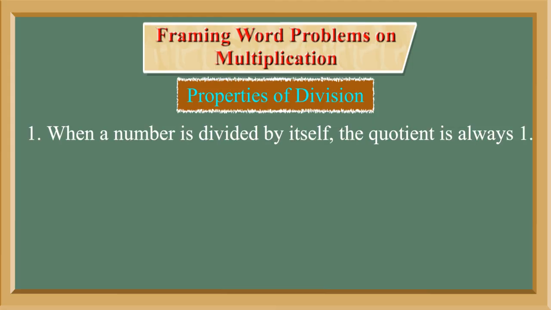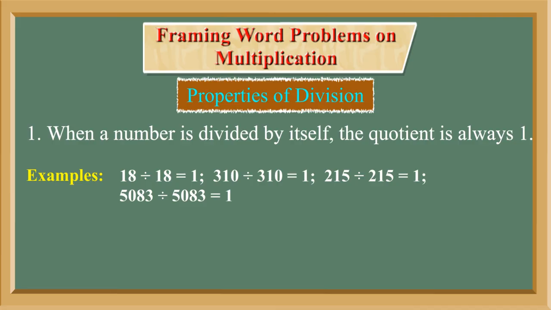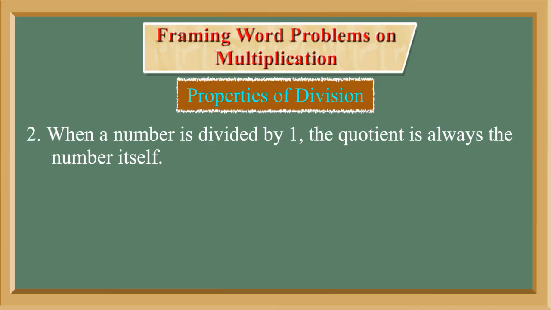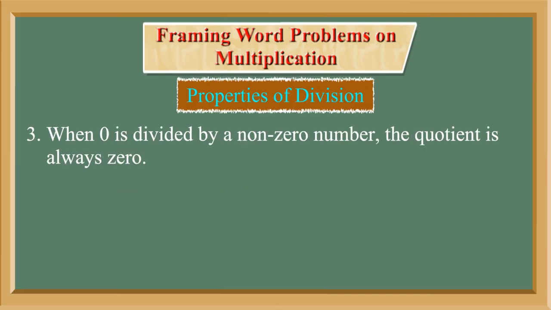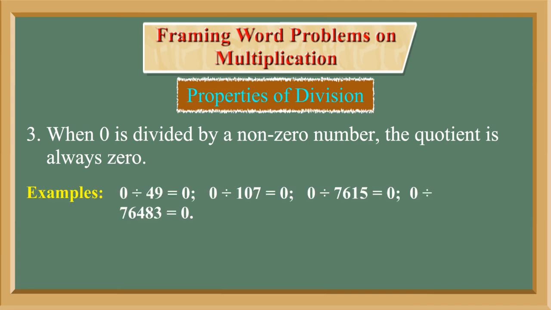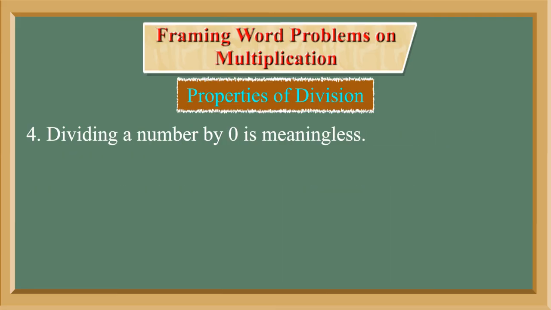Properties of division. 1. When a number is divided by itself, the quotient is always 1. Examples. 2. When a number is divided by 1, the quotient is always the number itself. Examples. 3. When 0 is divided by a non-zero number, the quotient is always 0. Examples. 4. Dividing a number by 0 is meaningless.